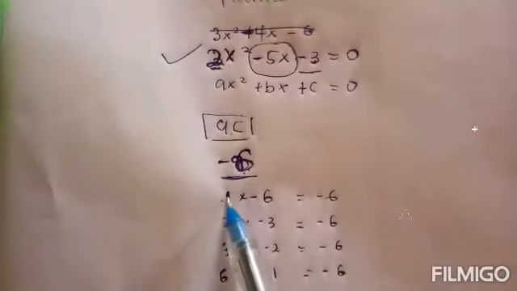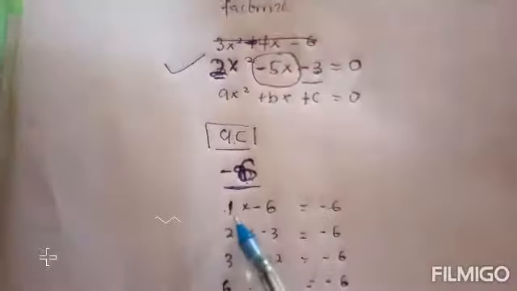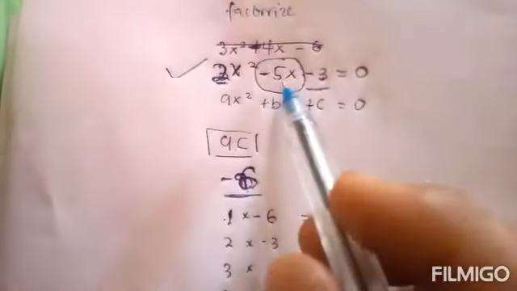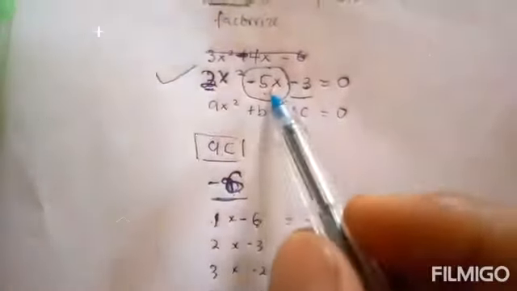Let's consider which one we will add and get this minus 5, okay? So this is 1 times minus 6. When you add 1 and minus 6, you are getting minus 5. You understand? So I think this is what we will take.